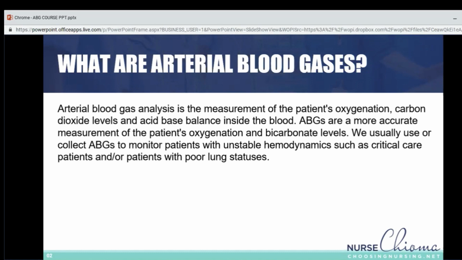And it's more accurate. It's kind of like, if you had to give somebody a life and death drug, would you want to know a close predictor of giving the drug, or would you want to know exactly what the predictor is? You want to know exactly what it is, right? So in the same regard, that's what ABGs are. It's just giving us an accurate measurement of what's going on in the bloodstream.